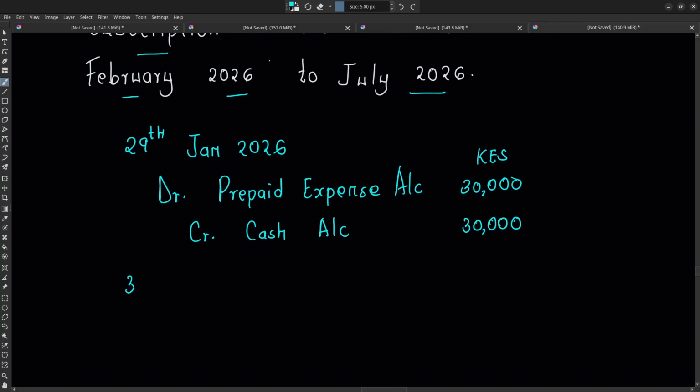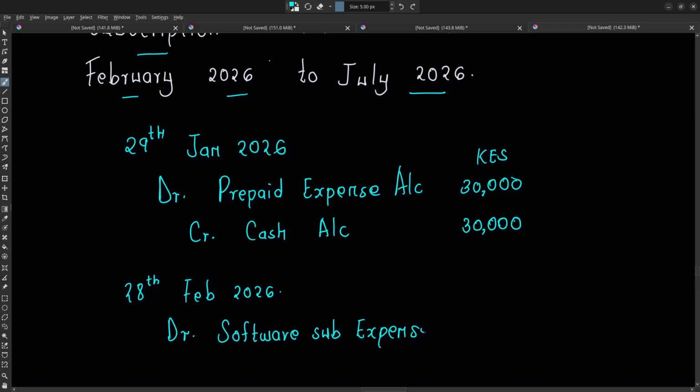Now this is 29 January 2026. So we are going to look at the end of February 2026. How are we going to record the first month's expense? Because we have used this software in that month, we now debit to recognize that expense. We could call it software subscription expense. This is an expense account.